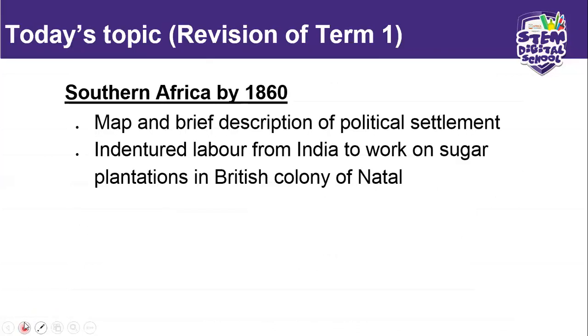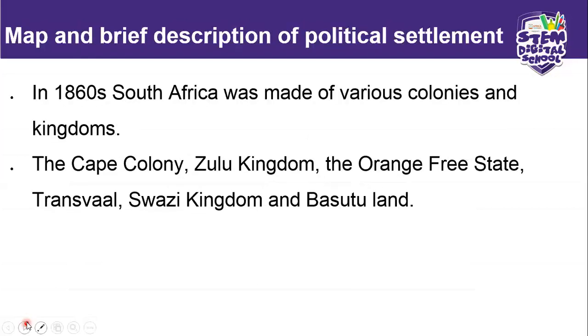Now, the topic that we're looking at today is Southern Africa by 1860. So you can see that it is a revision of term 1. So we are still revising term 1 topics. We're going to look at the brief description of political settlement. We're going to look at indentured labor from India to work on sugar plantations in the British colony of Natal. That is what we're going to look at today.